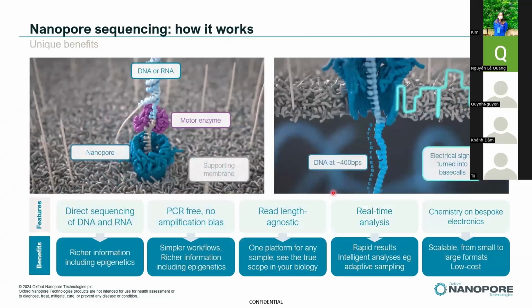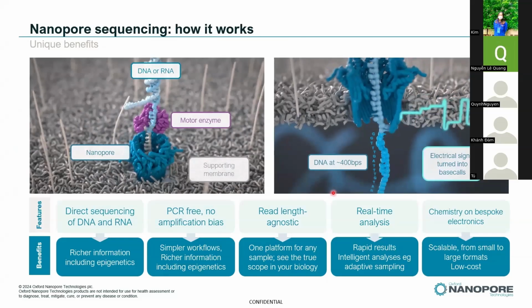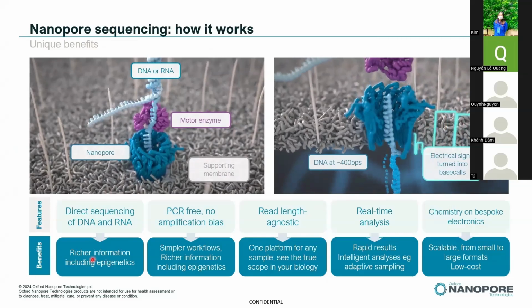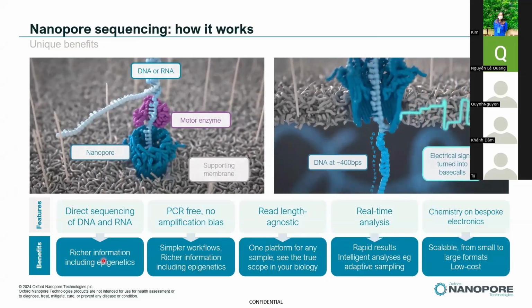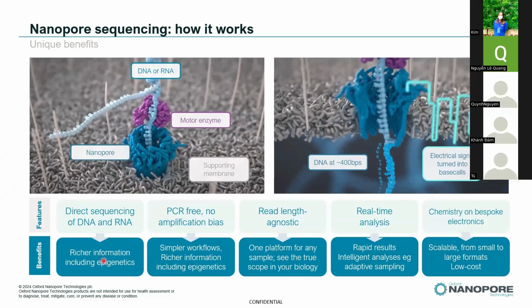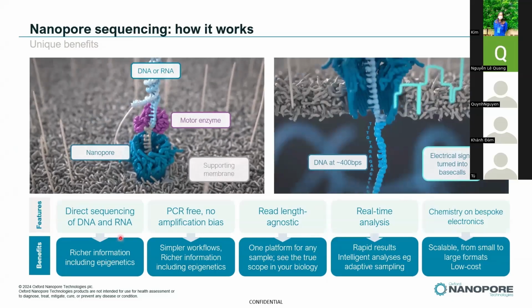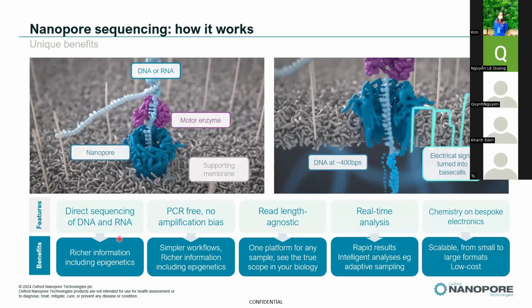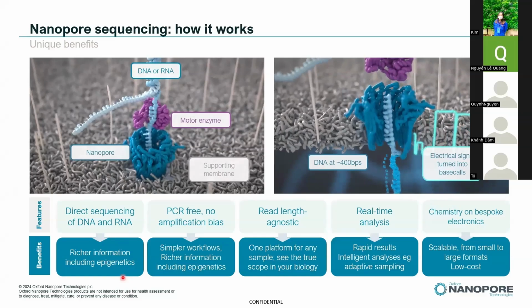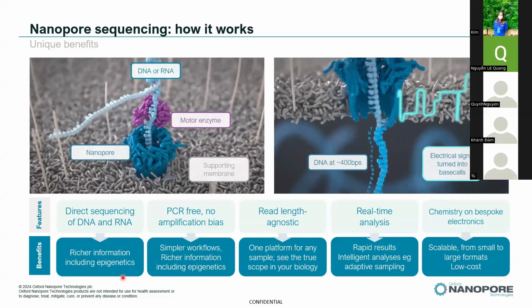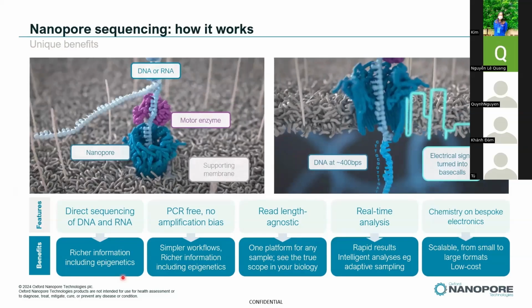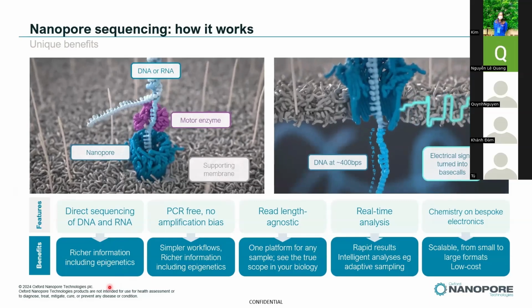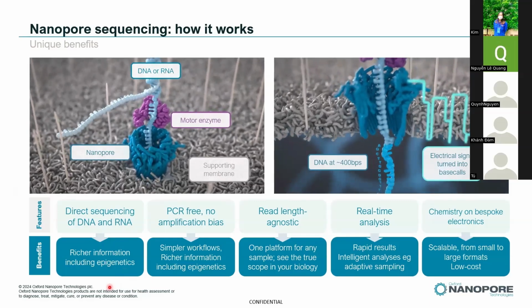And what are the unique benefits that nanopore technology offers? So first of all, it allows the direct sequencing of DNA and RNA. The benefit of doing direct or native sequencing of DNA and RNA is that it can retain the epigenetic information. And in fact, the nanopore sequencing platform is the only sequencing platform in the market that allows you to do direct RNA sequencing without the need to convert your RNA to cDNA with reverse transcription.